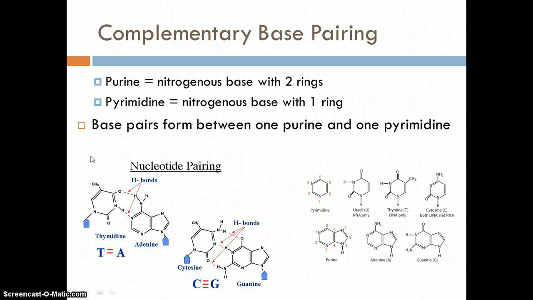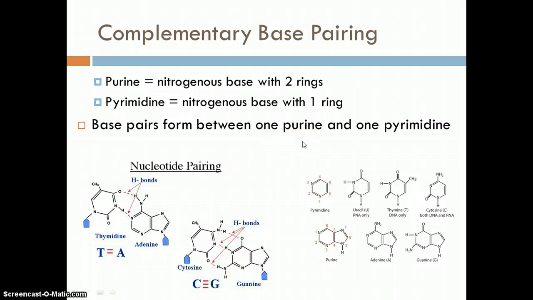When we get to our nitrogenous bases, there are 2 different categories. There's purines, and they're going to have 2 rings in their bases. So if we look down here, our purines, we have adenine and guanine. They have 2 different rings. Pyrimidines, on the other hand, only have 1 ring. So we've got uracil, that one just exists in RNA, thymine, which only exists in DNA, and then cytosine, which exists in both, and those all just have 1 ring.